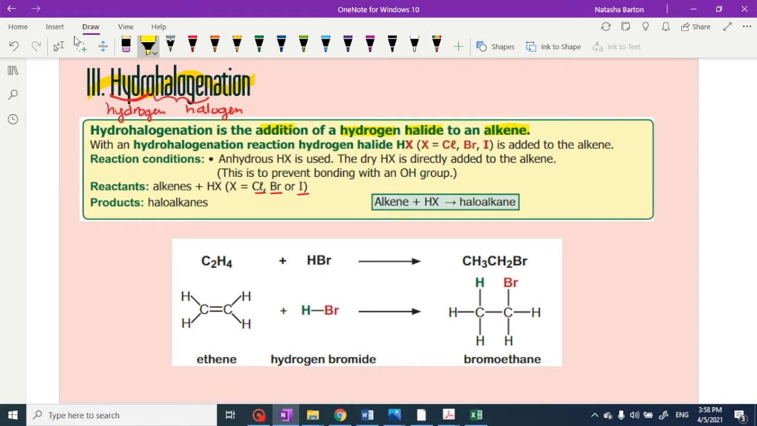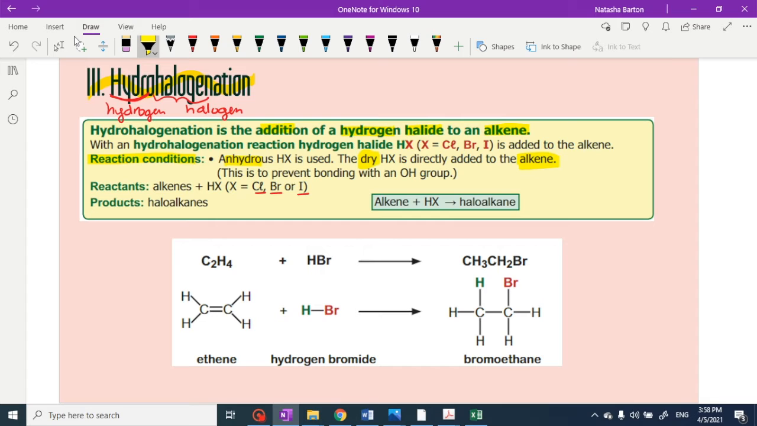So with this reaction, we have certain reaction conditions. Number one, they say anhydrous hydrogen halide needs to be used. Basically, all that this means is that your hydrogen halide should not have water contained in its crystal lattice. That's all. Okay, this is just for interest sake. You don't need to know it off by heart. As mentioned in the previous video, we are only interested in catalyst, heat, or sunlight. Okay, so anhydrous hydrogen halide of some sort needs to be used. The dry hydrogen halide is going to be directly added to the alkene.